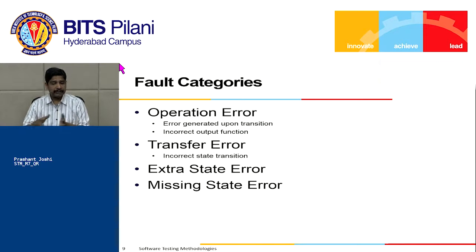So the fault categories that we looked at were operations error, where we have an error generated especially upon transition; transfer error, an incorrect state transition. So something happened, and instead of going from state A to state B, it landed up from state A to state C. Extra state error or a missing state error. Now, an extra state error may not be harmful, but a missing state error can definitely be harmful, because then you're changing the system behavior altogether.